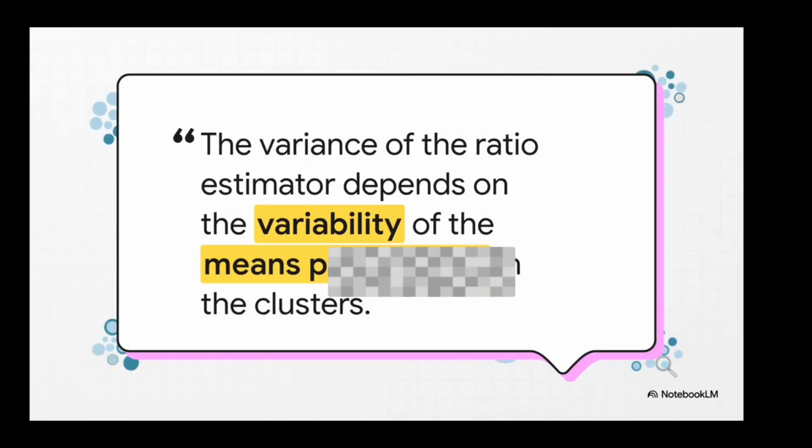So what's the big takeaway from that complicated formula? It really boils down to this. The precision of our estimate doesn't depend on how wild the cluster totals are.